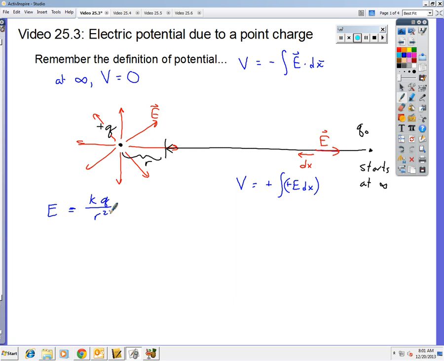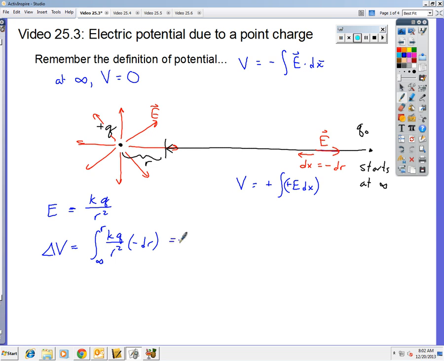The other interesting thing we can say is that dx, because we're pointing inward, is equal to negative dr, because if r is increasing, we're moving away from the point charge, but r is decreasing, and so our dx is negative dr. And what this works out to be is that delta V equals the integral of kq over r squared times negative dr integrated from infinity to r, because we started at infinity, we ended a distance r away.